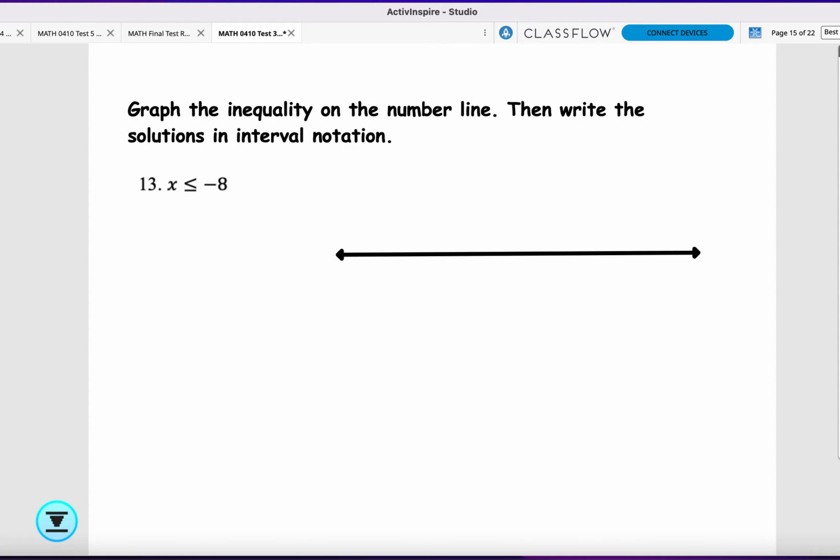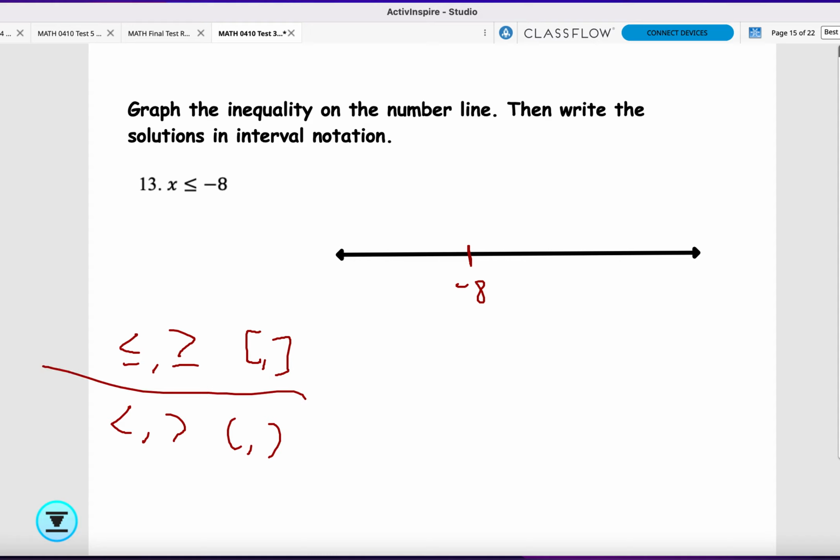All right, graph the inequality on the number line, then write the solutions in interval notation. So x is less than or equal to negative 8. So I'm going to put 0 here, right? It doesn't matter where you put it. Actually, you don't need to put 0 anyways. Just put the number that's there, negative 8. So we want negative 8. Since it's a less than or equal to, remember, less than or equal to or greater than or equal to is going to be a bracket. And then less than or greater than is going to be a parentheses. I would write this in your journal.